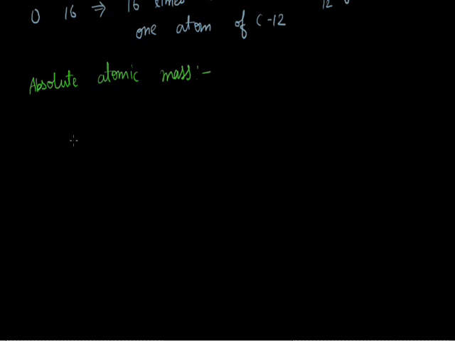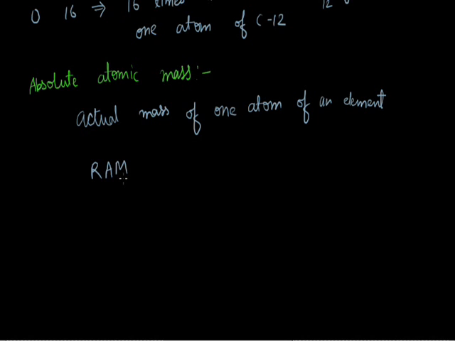Absolute atomic mass is the actual mass of one atom of an element. The formula for relative atomic mass is absolute atomic mass upon 1 AMU. Absolute atomic mass means the actual mass of one atom of an element.